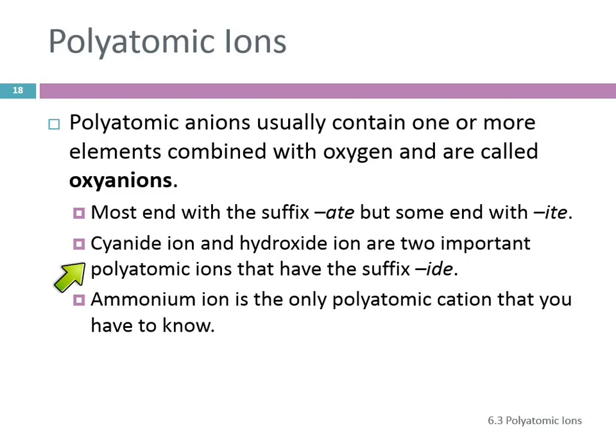There's a couple of odd ones, cyanide and hydroxide. We need to know these because they're quite common. They have the suffix "ide," kind of like those nonmetal monatomic ions, but these are polyatomic. And then there's only one polyatomic cation that you need to know, and that's ammonium. Ammonium. So I think there's a table coming up.